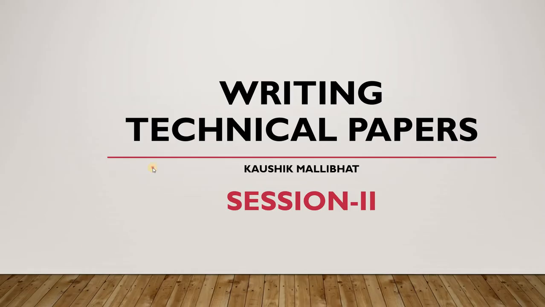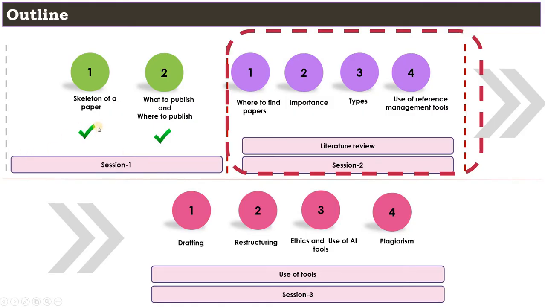In the previous session, we have seen the structure of the paper and what to publish and where to publish. This session will focus on the literature survey part or a literature review part. So, under that, first we will start from where to find papers and what is the significance of literature review. There are different types of literature review. We will decide upon what kind of review is required at what point of time. Then I will introduce you to some reference management tools.